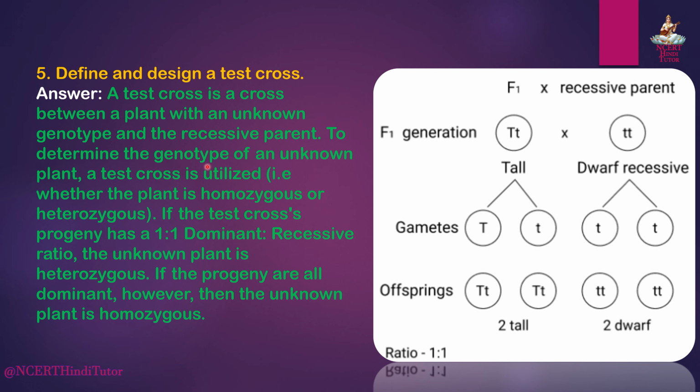To determine the genotype of an unknown plant, a test cross is utilized. That is, whether the plant is homozygous or heterozygous. If the test cross progeny has a 1:1 dominant to recessive ratio, the unknown plant is heterozygous. If the progeny are all dominant, however, then the unknown plant is homozygous.